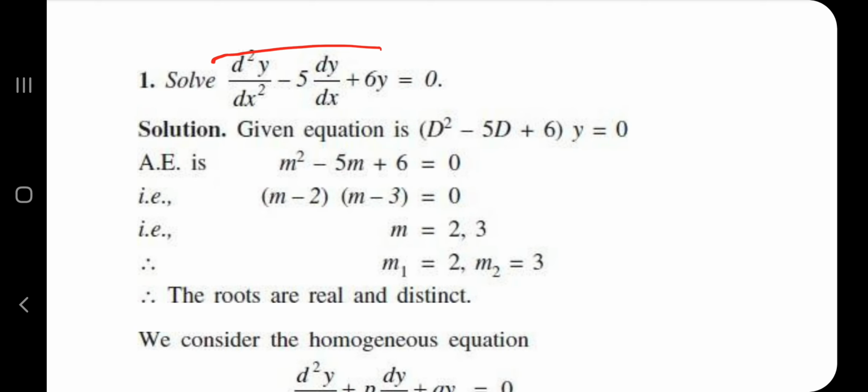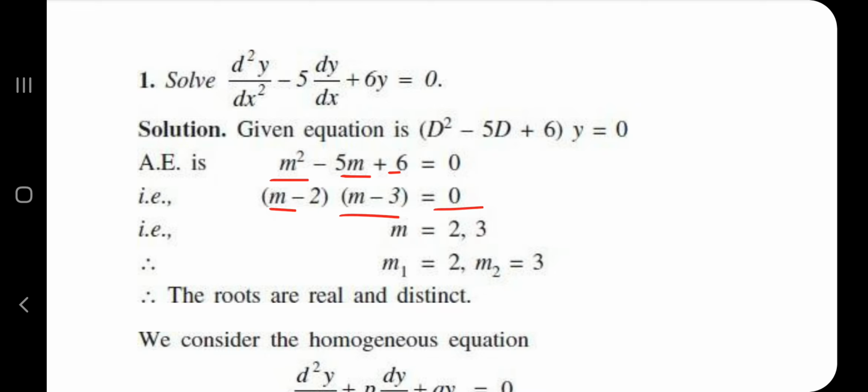If you are given a question of this type, what you have to do is, d square by dx square, write it as capital D square. dy by dx, write it as capital D, and there is nothing here, so write nothing. So D square minus 5D plus 6, this is a quadratic equation, right? So write it as m square minus 5m plus 6 and solve it.